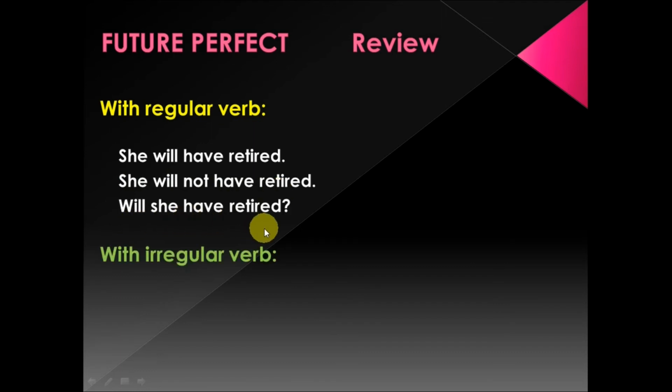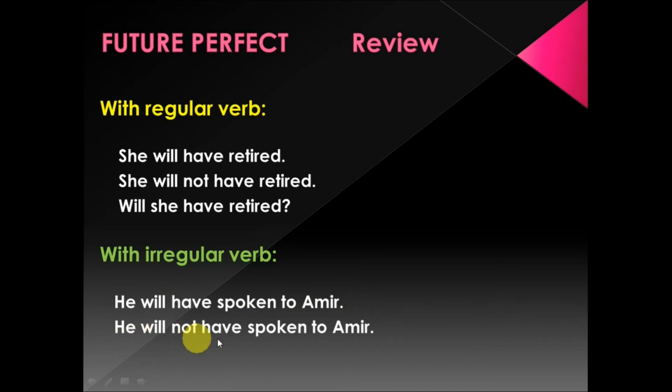Let's take an example with an irregular verb. He will have spoken to Amir by next week, or he will not have spoken to Amir by next week. And will he have spoken to Amir by next week? Here we have the irregular verb speak, which became spoken.